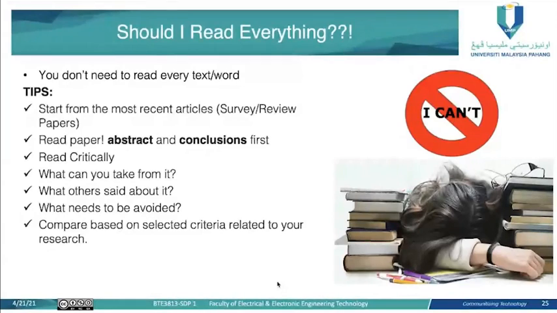Try to avoid the information which is not related or far away from your work. Don't go into detail on things that need specialists in the field. Try to take what benefits you more than what makes you disappointed or unable to continue with the paper. Compare based on the selected criteria for related work. As we mentioned before, you need to have a table, compare this work and come out with their limitations and issues.